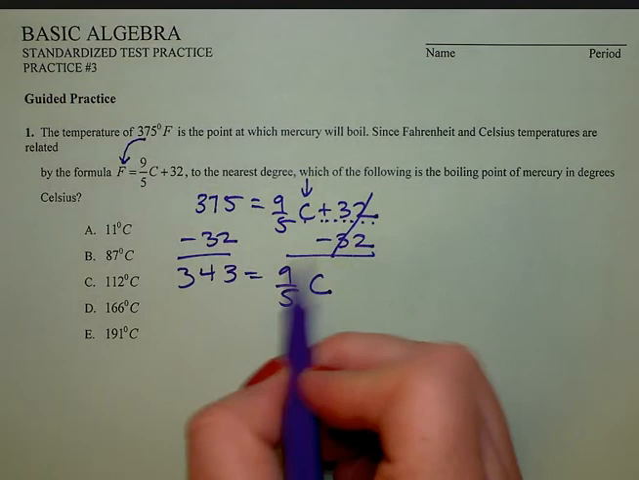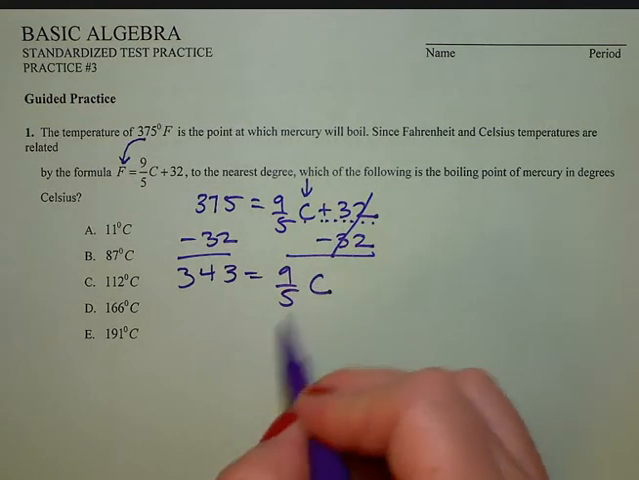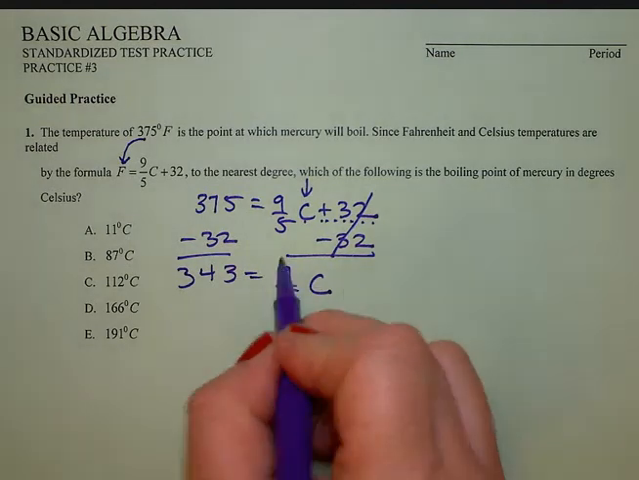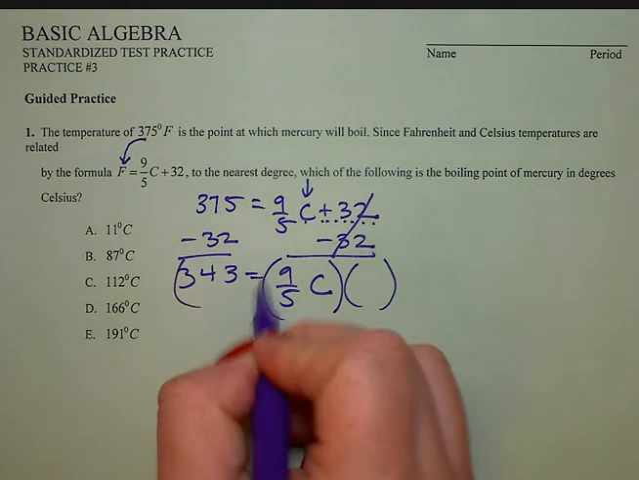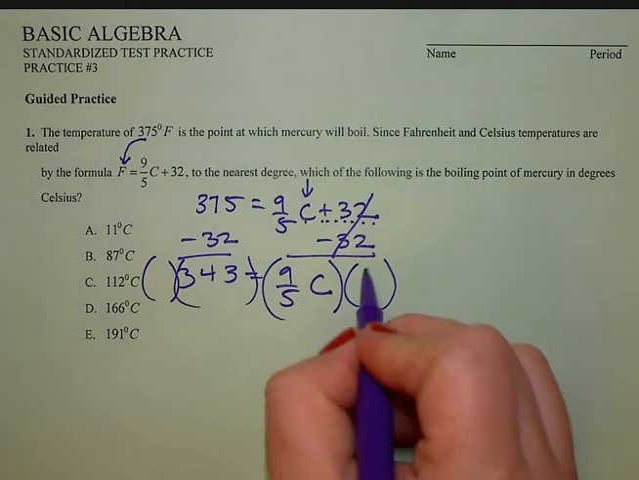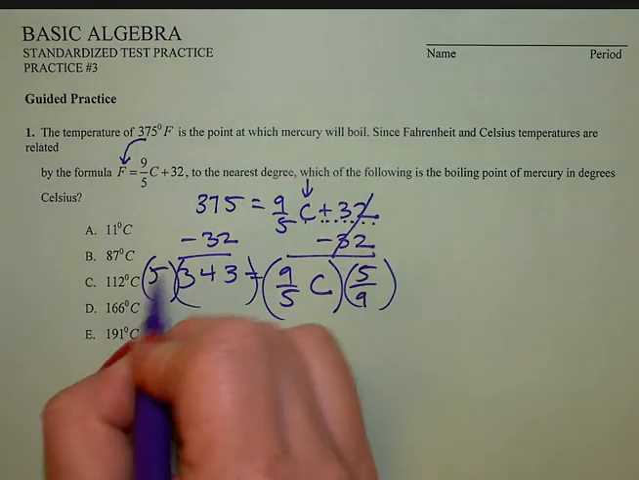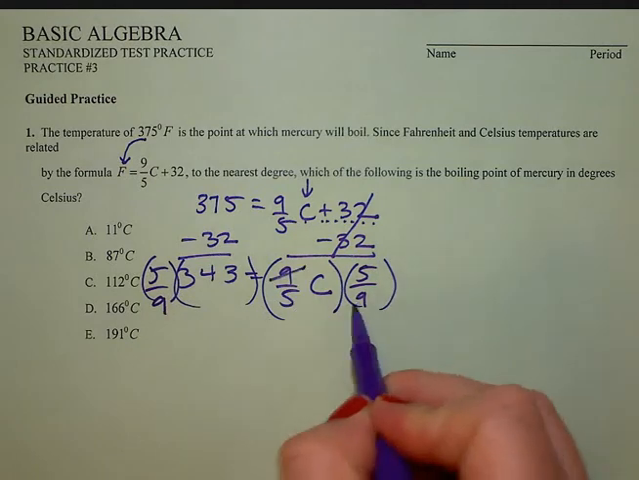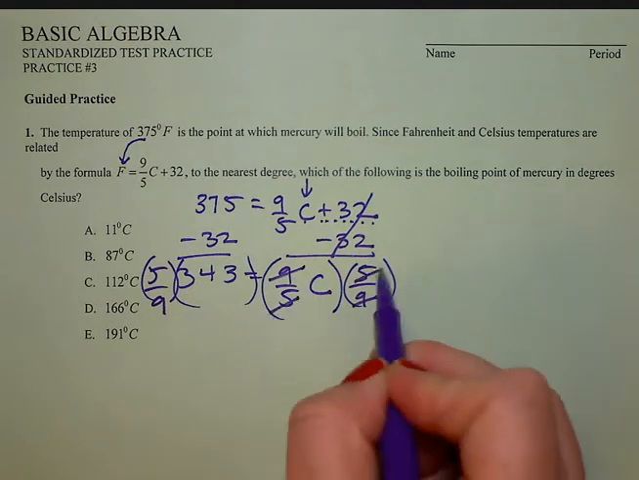And now the opposite of multiplying is dividing. So we can divide on a calculator, or we could multiply by the reciprocal. Both ways will achieve the correct answer. The 9's cancel, turning into 1's. The 5's cancel, turning into 1's.